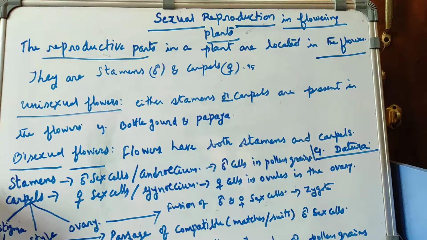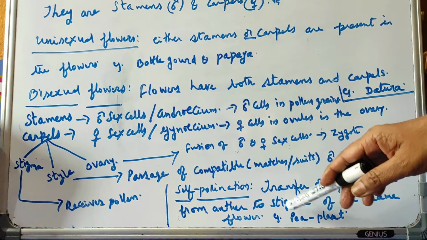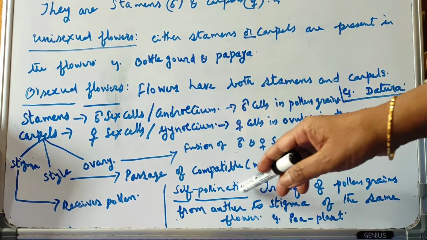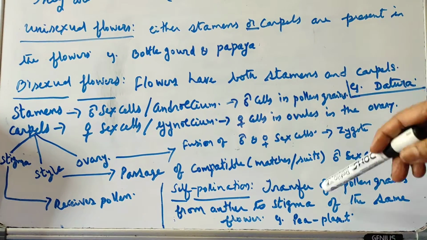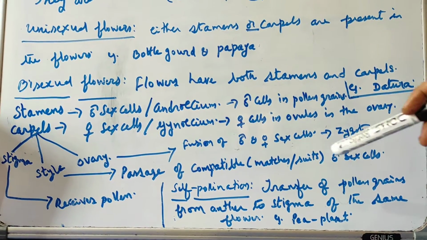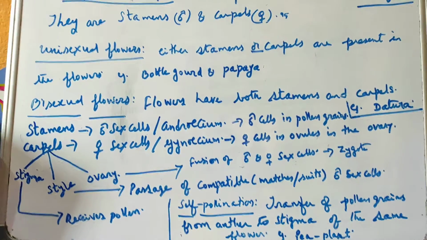So if the pollen grains are transferred from anther to the stigma of the same flower, then this is self-pollination. Example is pea plants. So here from anther to stigma of the same flower. Okay, and then this is self-pollination. Okay, now cross-pollination, let us discuss.